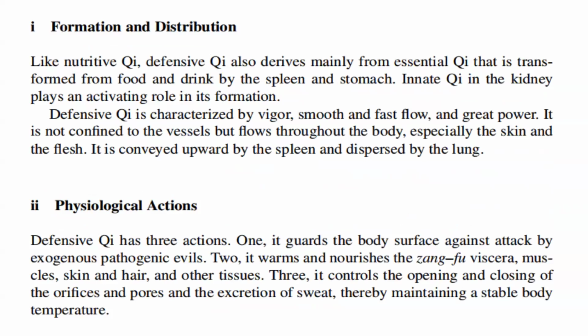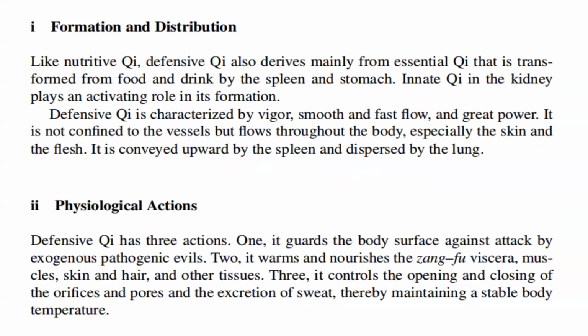Like nutritive Qi, defensive Qi also derives mainly from essential Qi that is transformed from food and drink by the spleen and stomach. Innate Qi in the kidney plays an activating role in its formation. Defensive Qi is characterized by vigor, smooth and fast flow, and great power. It is not confined to the vessels but flows throughout the body, especially the skin and the flesh. It is conveyed upward by the spleen and dispersed by the lung.